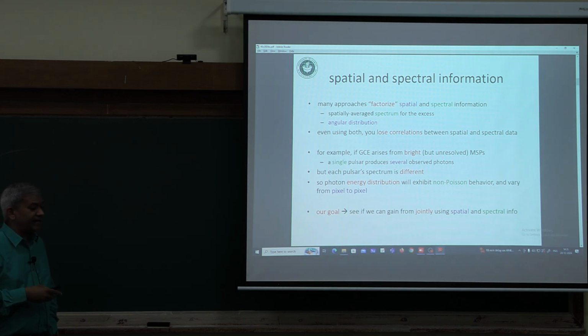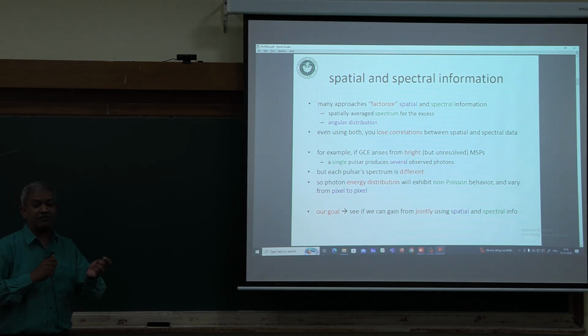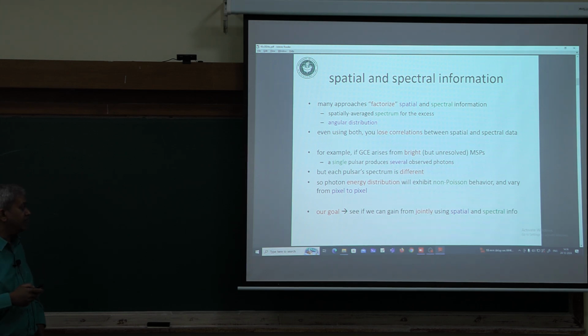But one thing we find is that in many of these approaches, you end up essentially factorizing spatial from spectral information. So for example, you might look at the spatially averaged spectrum of the excess. Or you might look at the angular distribution over all energy scales, essentially averaging over the energies. But even if you use both of those, you can lose some of the correlations between the spatial and the spectral information. So for example, suppose the Galactic Center excess does arise from some population of bright but unresolved millisecond pulsars. Then what you'd expect is that each pulsar might produce several of the observed photons. But for each pulsar, the spectrum is going to vary from pulsar to pulsar.